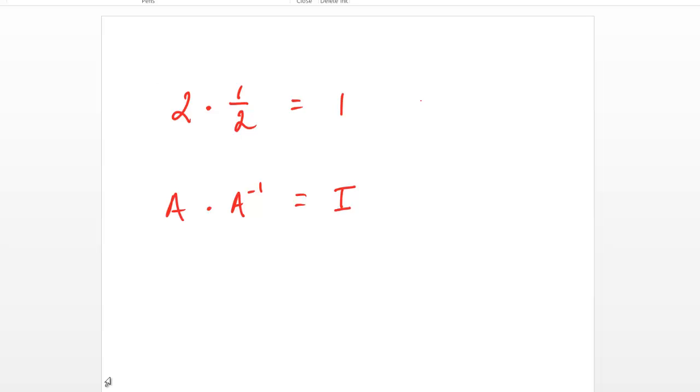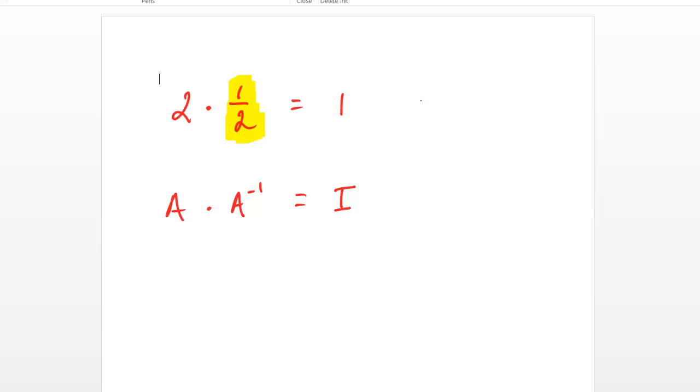You can see here I have 2 times 1/2, and it equals 1. So what I know about the 2 and the 1/2 is that they must be inverses of each other. Generally speaking, most people tend to think of the 1/2 as the reciprocal, but its true definition is the multiplicative inverse of 2. And so we get the 1. That's the same thing that would happen with two matrices. If two matrices were multiplied together and equaled the identity matrix, we would know that they're inverses of each other.